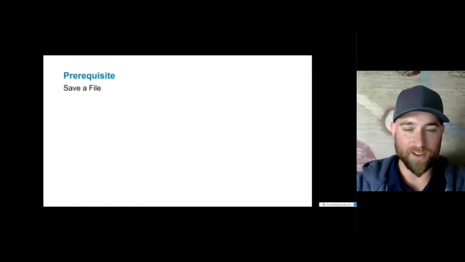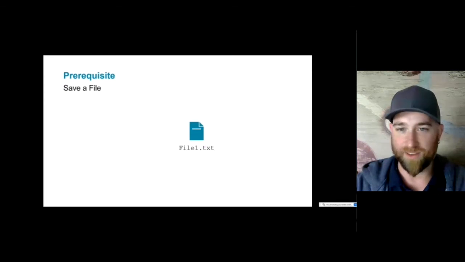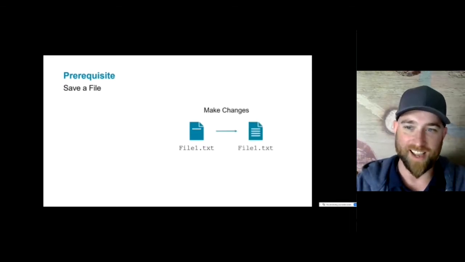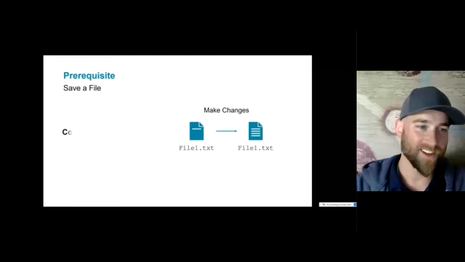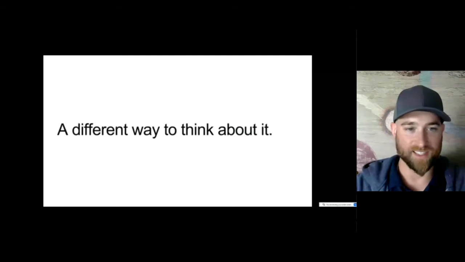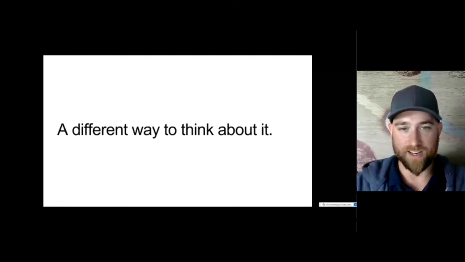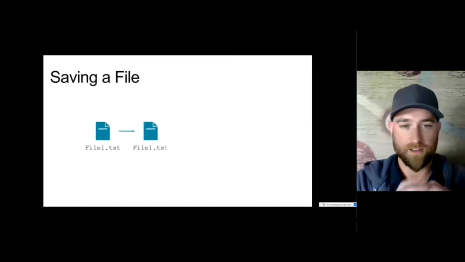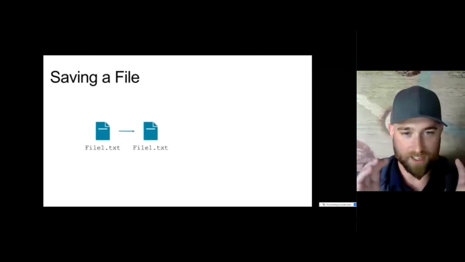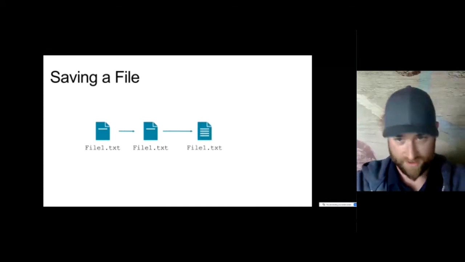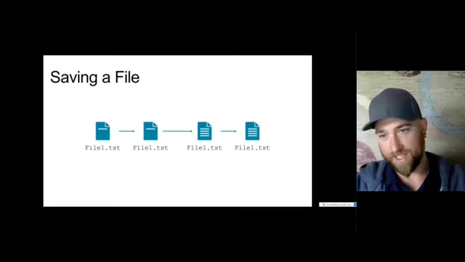So I think we've all saved a file from time to time. You have a file, you open it up, you add some content, and you click save. So the content has changed, but the name on the file is the same. What if we thought about it in a little bit of a different way? If we took a file, created like a staging kind of environment area, added our content, and then click save.